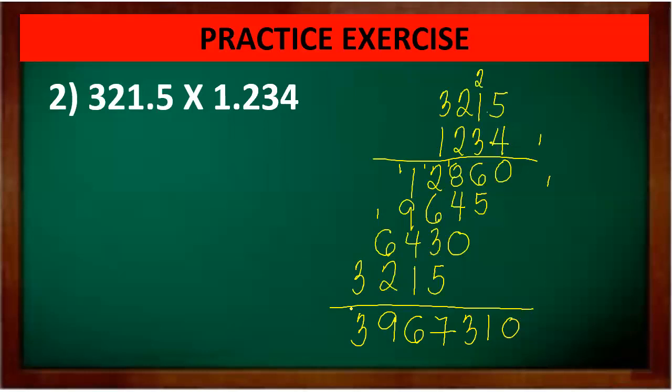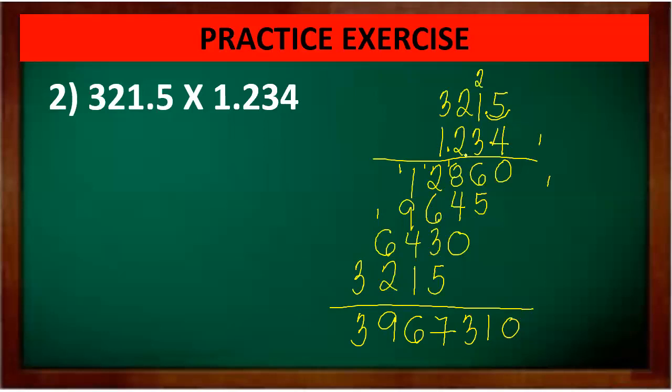Now, let's count how many decimal places are there. So, ilang decimal places ba meron dito? So, dito yung decimal natin at saka dito kay 1. So, let's count. Sa taas, sa first factor, meron tayong 1 decimal. So, 1. Dito, let's start.